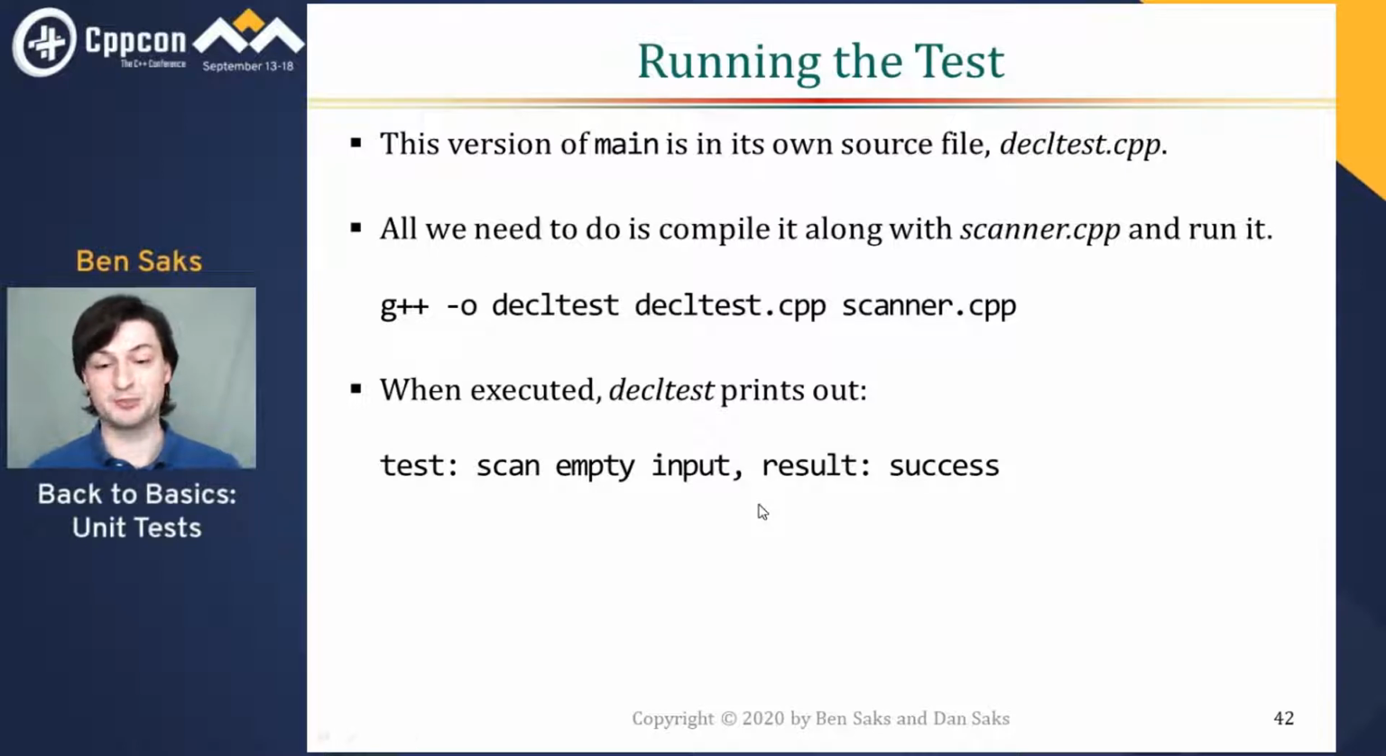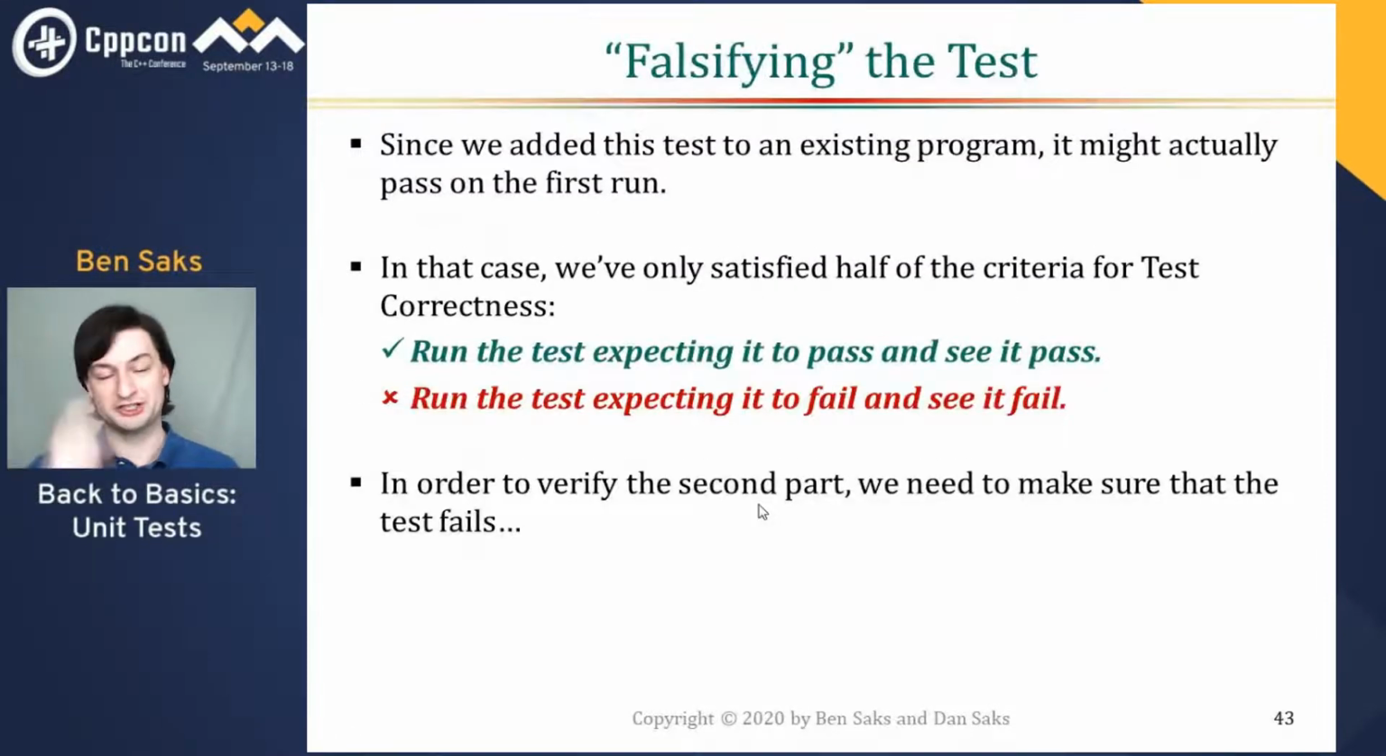Because this is an existing program, there's a good chance that it may actually pass on the first run. That being the case, we're not quite done making sure that this test works yet, because test correctness is about more than just seeing the test pass when we expect it to pass. We also want to make sure that the test will fail when we expect it to fail. What that means is we need to now create a scenario in which the test fails so that we can watch it fail, because so far we've only seen it succeed.